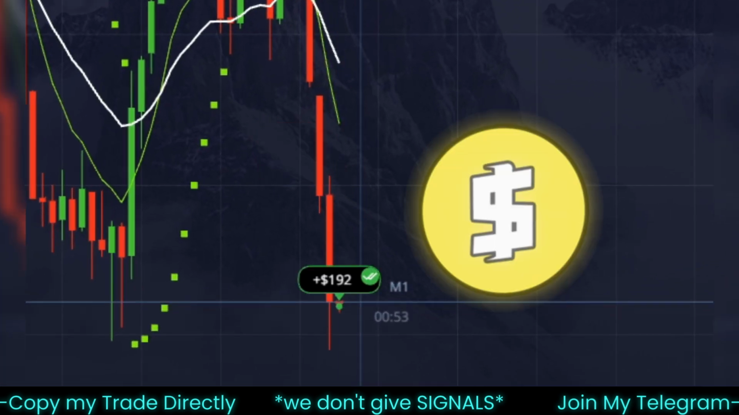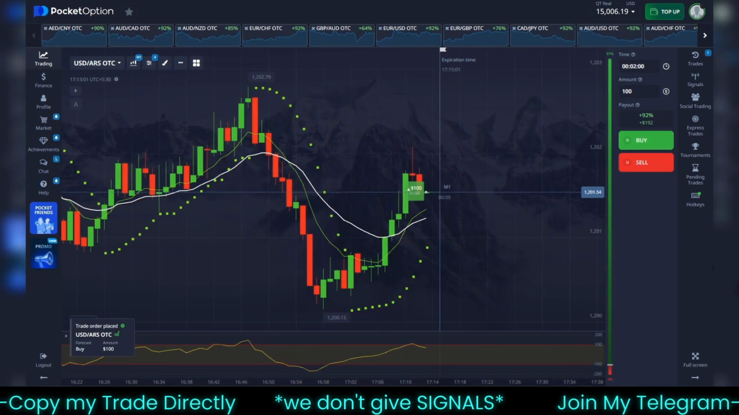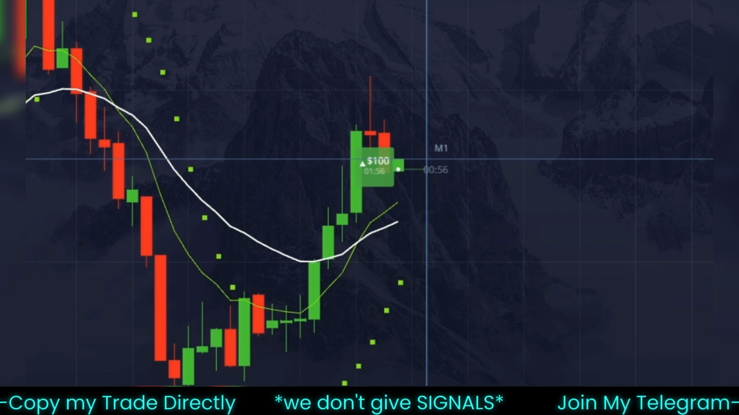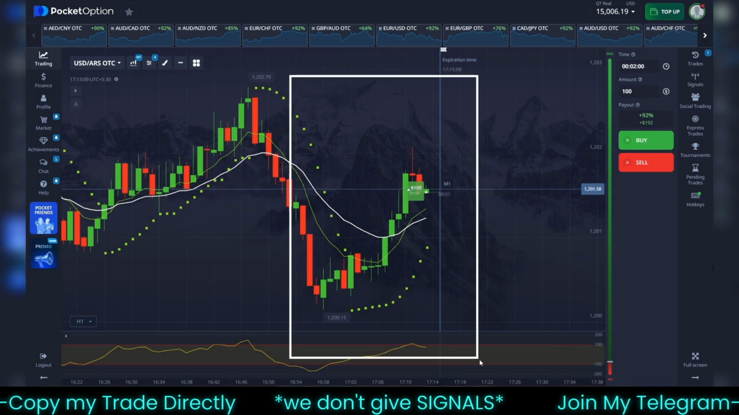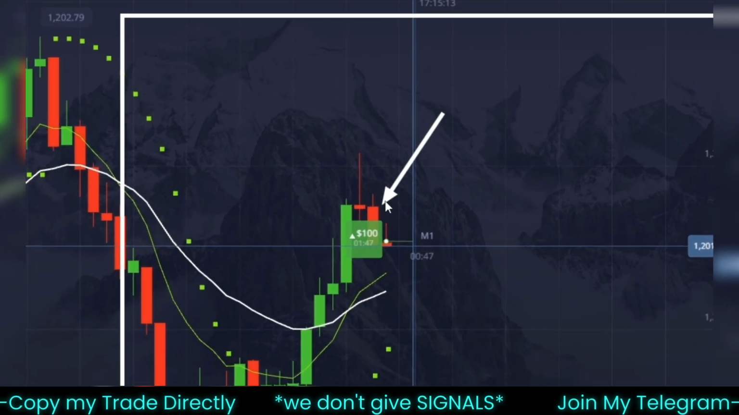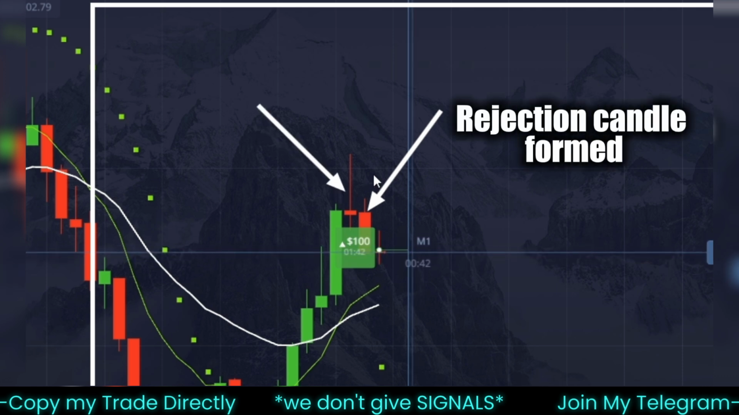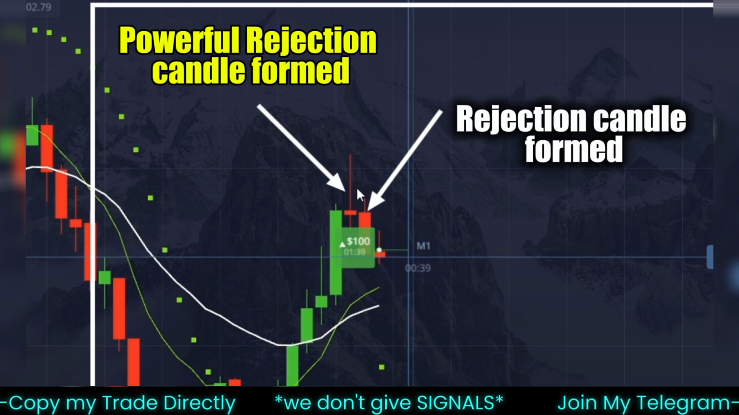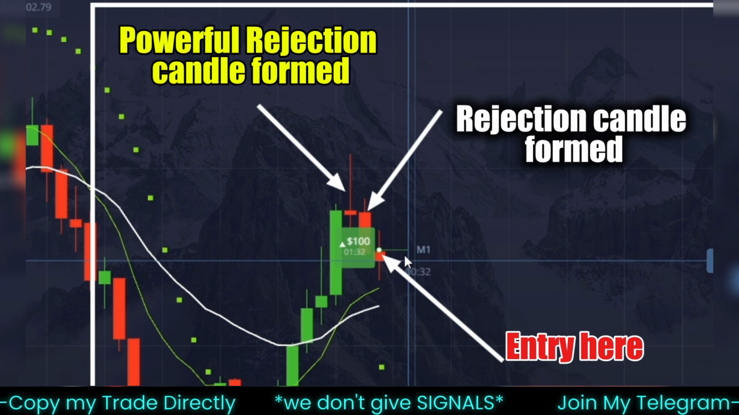And the outcome is as we expected, my friends. So here I got a setup for the up direction entry, and I quickly took the opportunity and marked the entry here. Now the explanation and the reason for this entry is, as I told you, first of all, you can see that this is a rejection candle. And you can see this is a really powerful rejection candle because it has a very long wick.